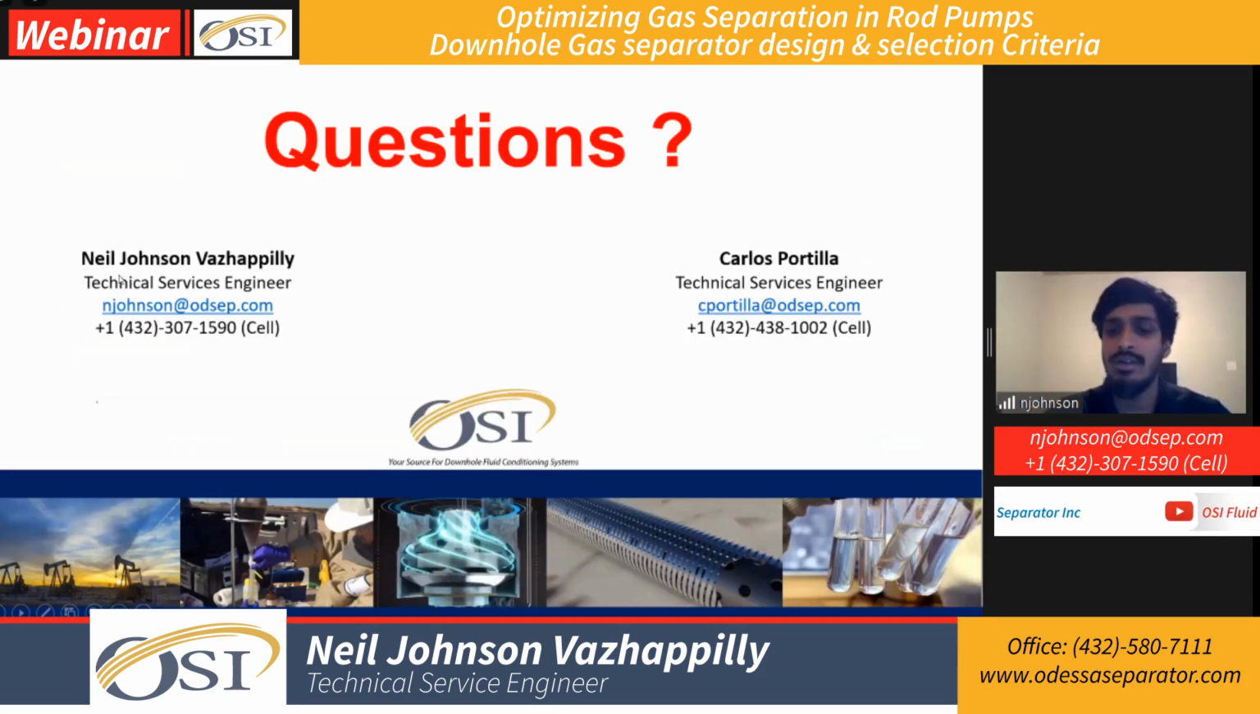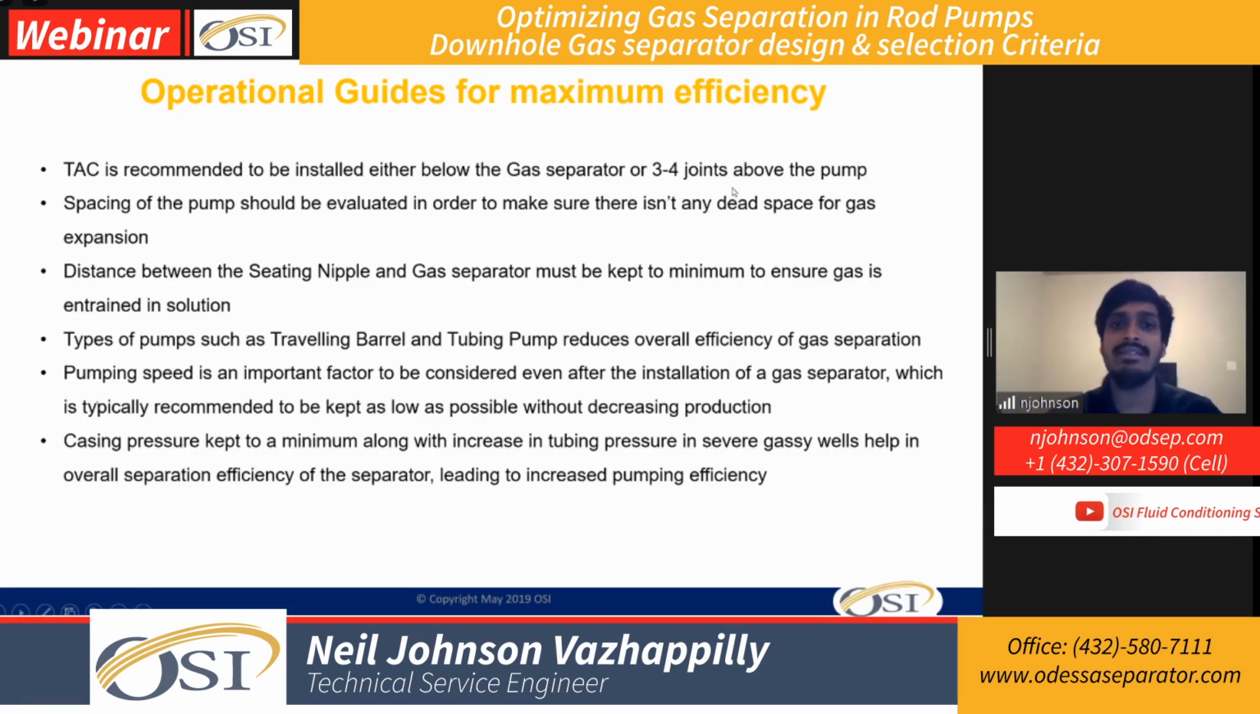The other one is the type of pump. We don't see this quite often, but just to let you know, traveling barrel and tubing pumps, because of the same reason, having that dead space inside or having much higher space going from the 1.25 dip tube to that higher volume, is going to be a hindrance to the total separation efficiency, or to be more accurate, the total pumping efficiency.